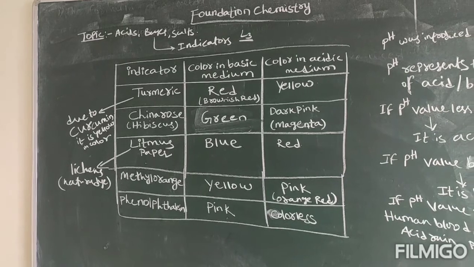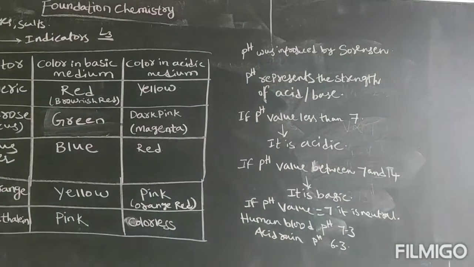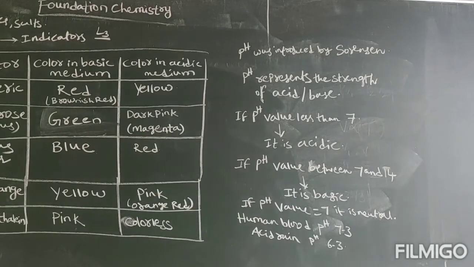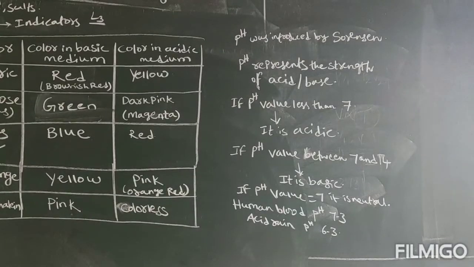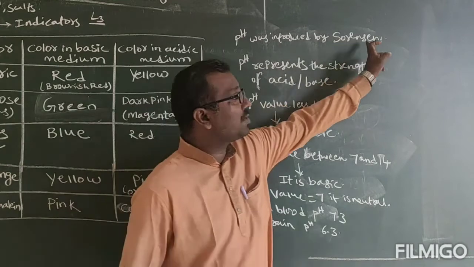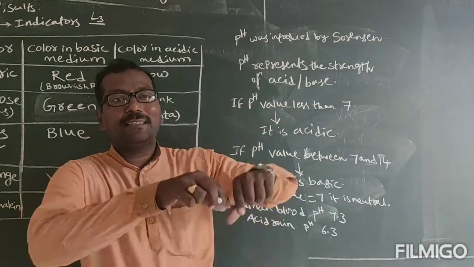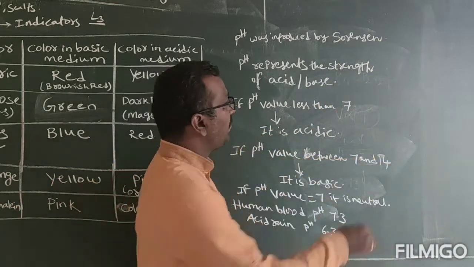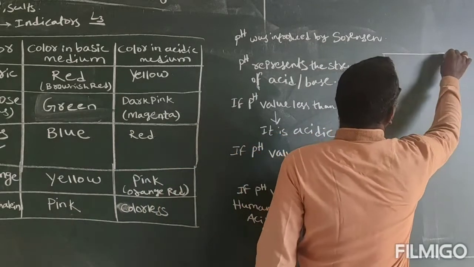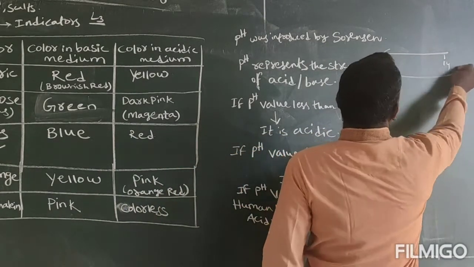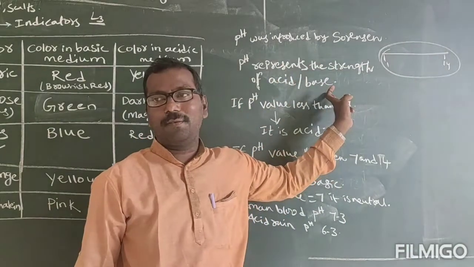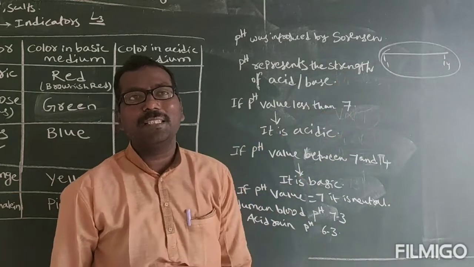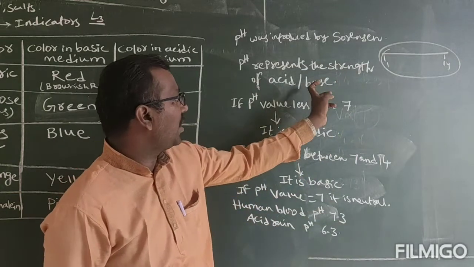Now we will be discussing pH. pH was introduced by Sorensen. Sorensen introduced the pH scale. It is a scale from 1 to 14. So what does it indicate? It indicates the strength of an acid or a base.